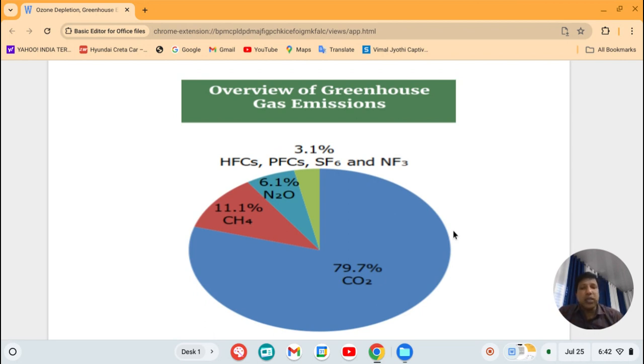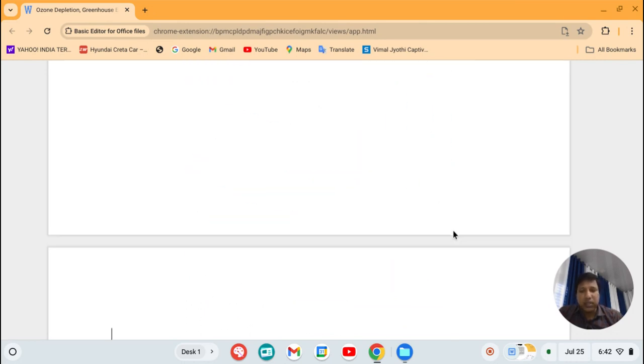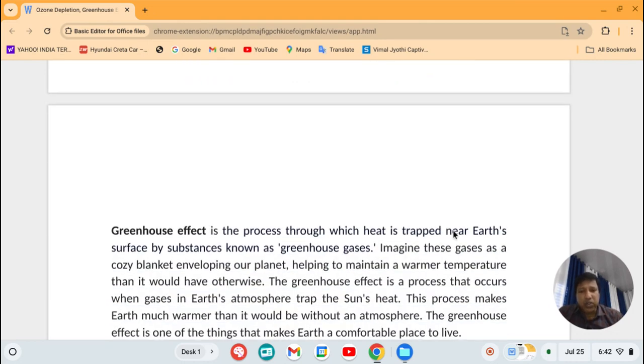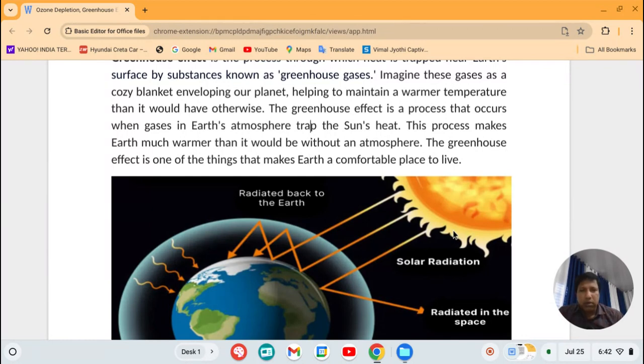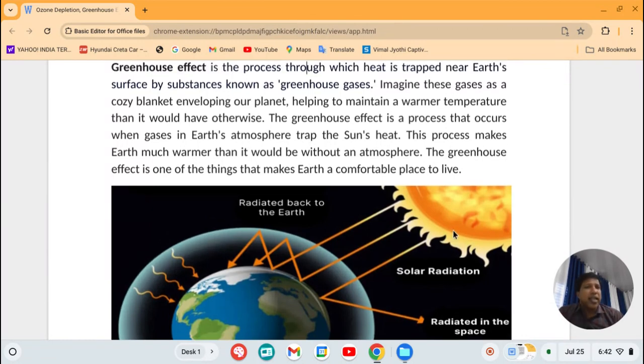These gases are causing mainly this greenhouse effect. Now what is greenhouse effect? Greenhouse effect is the process through which heat is trapped near Earth's surface by substances known as greenhouse gases.